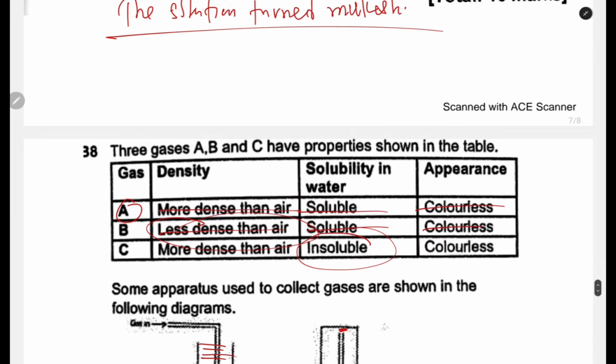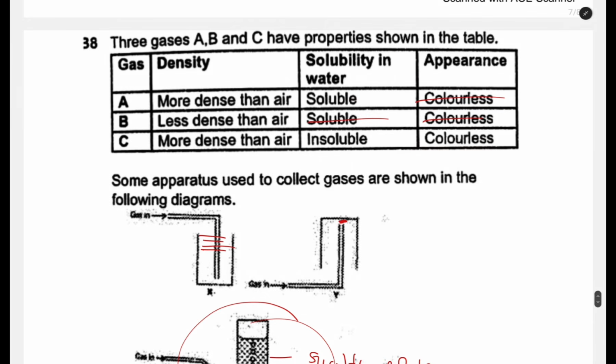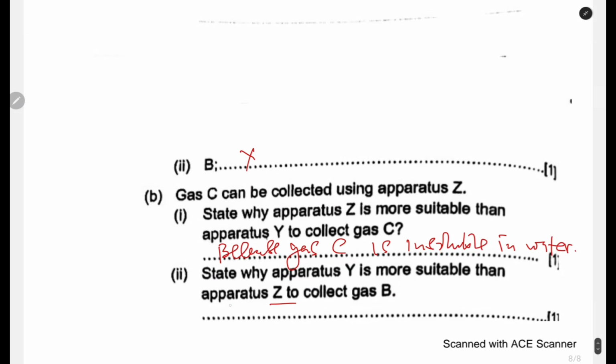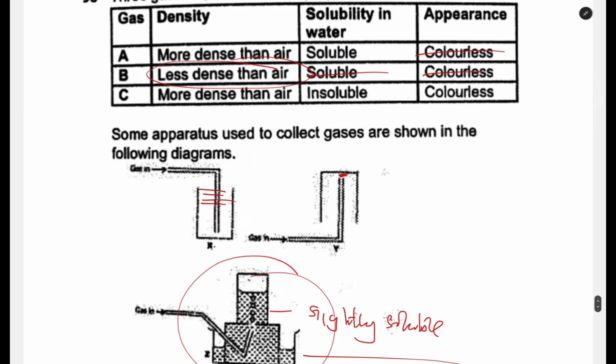State why apparatus Y is more suitable than apparatus Z to collect gas B. Why is it more suitable to collect gas B using apparatus Y, which we said is the way it is collected? What is the reason? It is because it's less dense than air. So because gas B is less dense than air, and that is the reason why it is collected by that method. So that is it for this question.